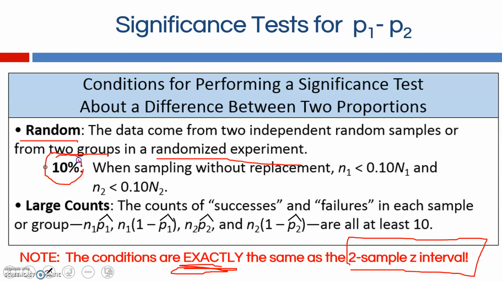You have a 10% condition that only applies when sampling. So if it's an experiment, you can skip the 10% condition. And then, last but not least, you have the large counts: n sub 1 times p hat sub 1, and you've got these 4 parts to it. Everything has to be greater than or equal to 10. So we're going to look at a problem, and we're just going to start the state and plan portion. And when I see you guys next time, we'll finish up the full test.